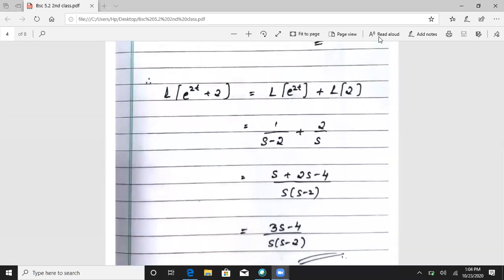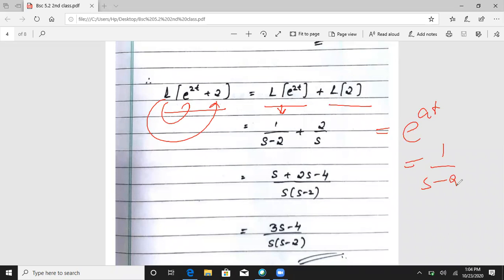And one more example we see here. Laplace transformation of e to the power 2t plus 2. Okay, when we separate this function, L of e to the power 2t plus L of the constant value 2. Okay, we solve this one. Just now we solved e to the power at. We get 1 divided by s minus a. Here a is 2, so it becomes 1 divided by s minus 2.